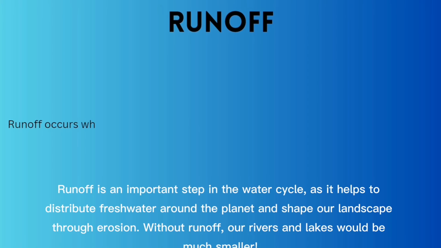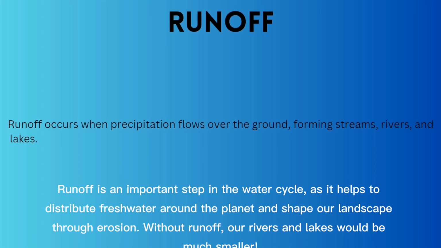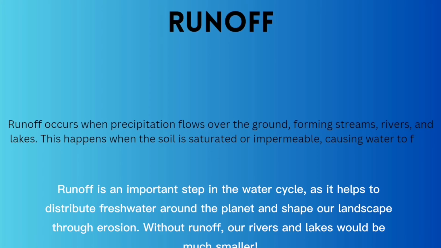Runoff is an important step in the water cycle, as it helps to distribute fresh water around the planet and shape our landscape through erosion. Without runoff, our rivers and lakes would be much smaller.